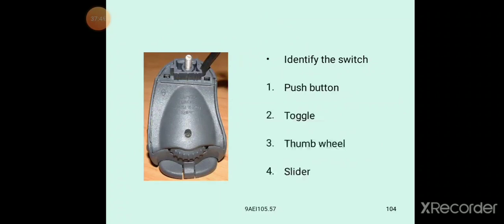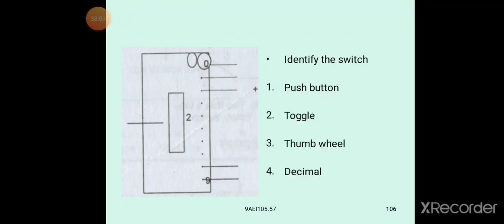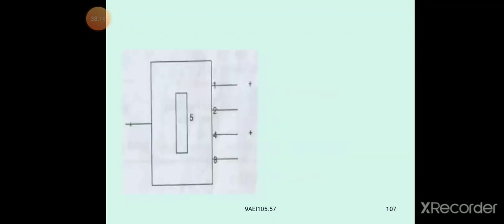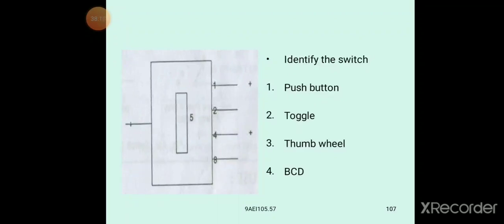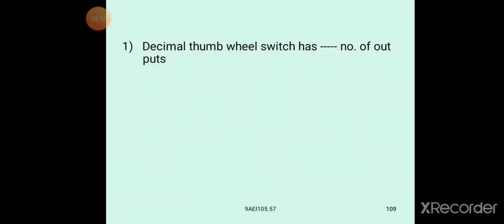So this is another one. This is a thumb wheel switch. You can identify the answer. The next one: what type of switch is here? It is the thumb wheel switch. And this is also a thumb wheel switch. No, this is the BCD switch, because it has BCD numbers. The BCD switch has 1, 2, 4, 8 BCD. The decimal thumb wheel has 0 to 9.